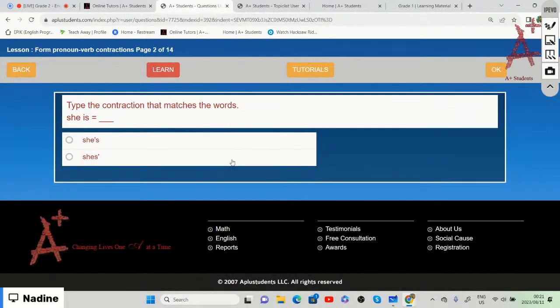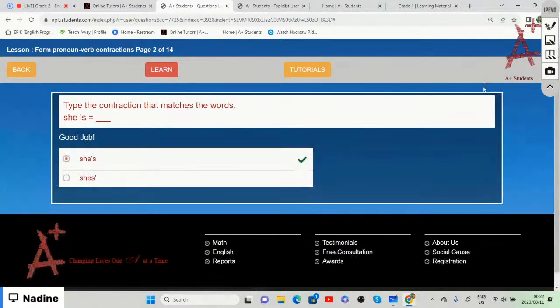She is. We need to type the contraction that matches the word. Is it she's, with the apostrophe after the S, or she's with the apostrophe before the S, which shows that we removed the I? All right, if we type the contraction, we will say she's, which is option 1. So she is, she's.